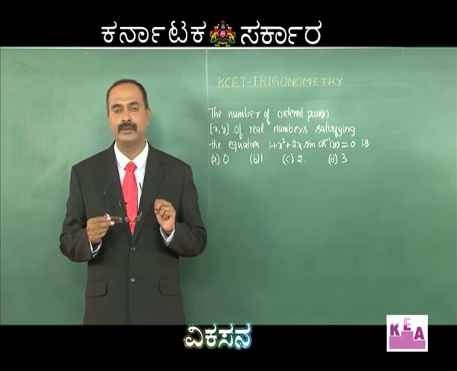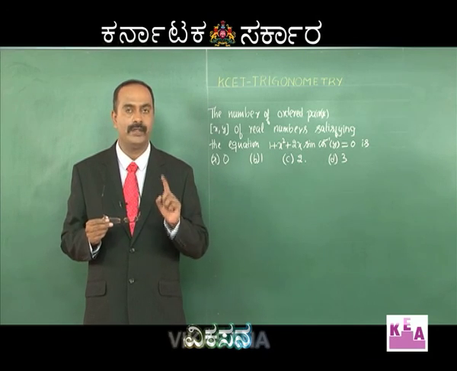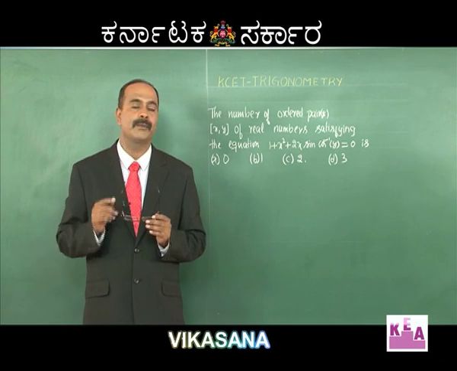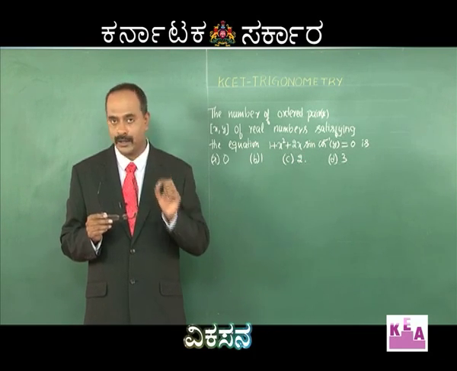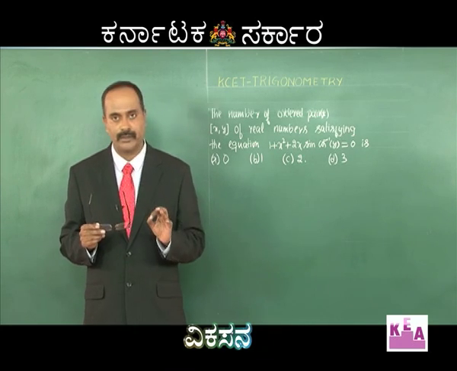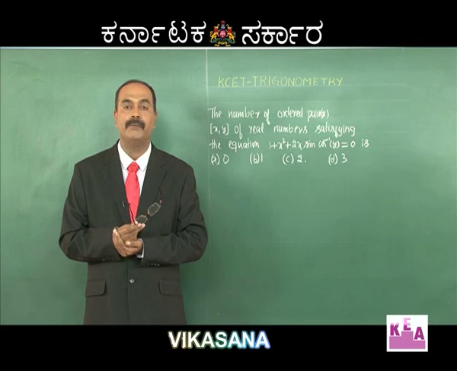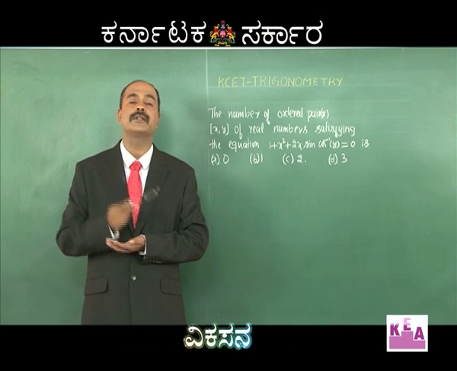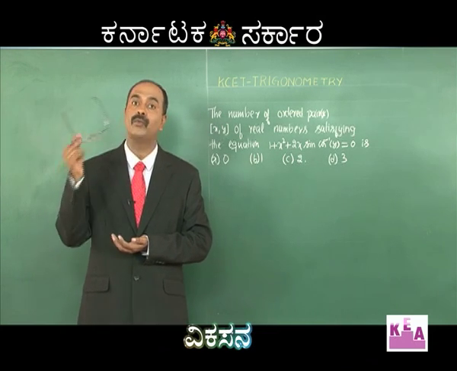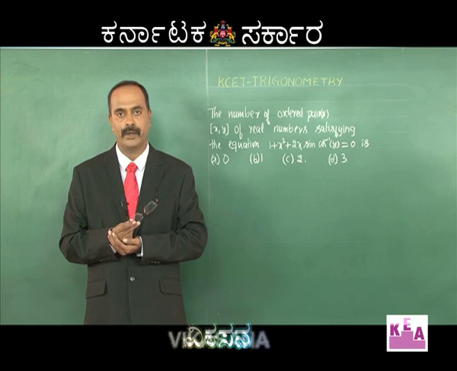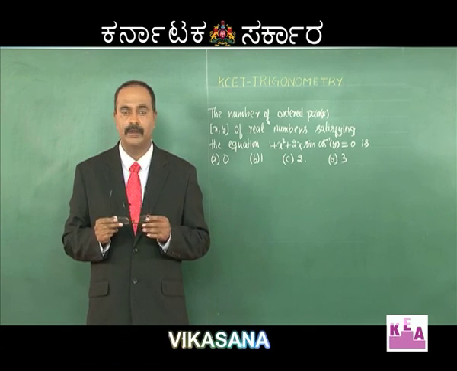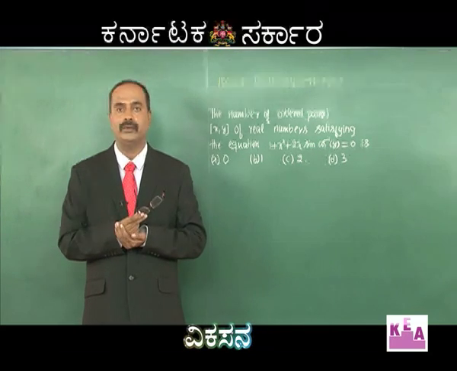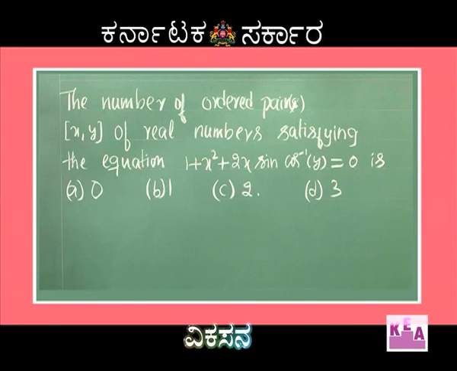Concept number 3. Sine function or cos function, maximum value is plus 1, minimum value is minus 1. Concept number 4. Sine square x or cos square x or tan square x or cot square x or in general any square, minimum value or the least value is equal to 0. Sine square x ranges from 0 to 1, including 0 and including 1. Whereas tan square x, the set of values of tan square x is 0 to infinity, including 0 and excluding infinity.